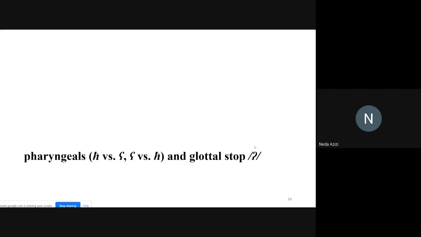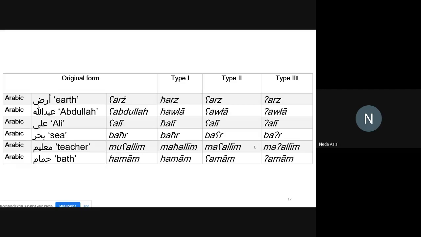The first feature which I'm going to talk about is pharyngeals, ħ versus ʕ versus h, and the glottal stop. So in this slide, I first give you a few examples with their translation.